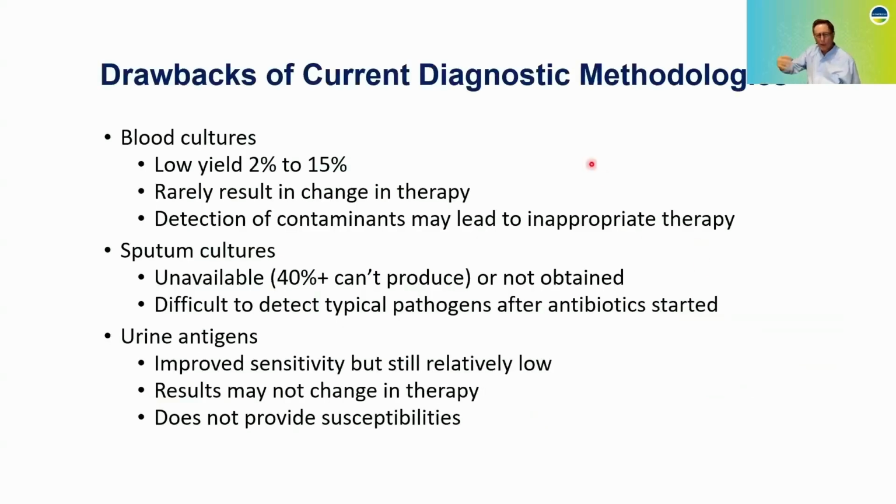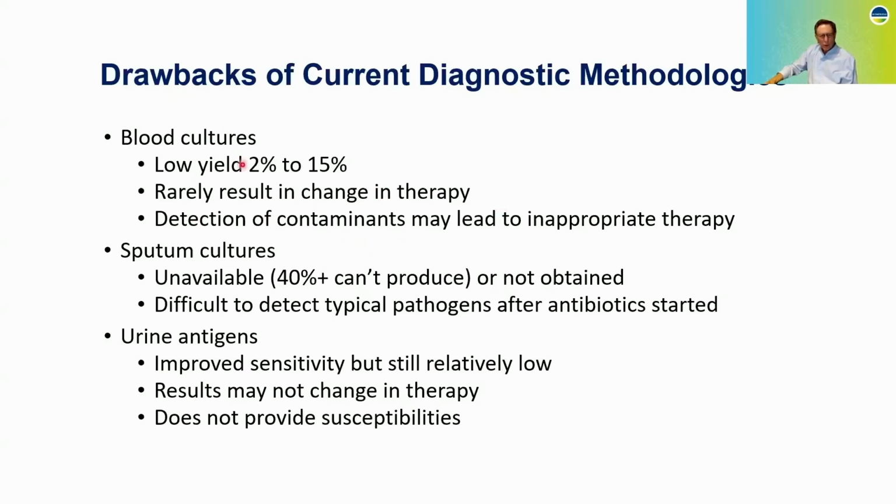So what's the drawback of our current diagnostics? I've kind of given you the idea what the microbiology is, what some of the challenges are, increasing antimicrobial resistance. So what are the challenges? I've already mentioned that the yield of blood cultures, especially for mild to moderate pneumonia, is very, very low. It goes up to about 15% for severe. It doesn't usually change our therapy.